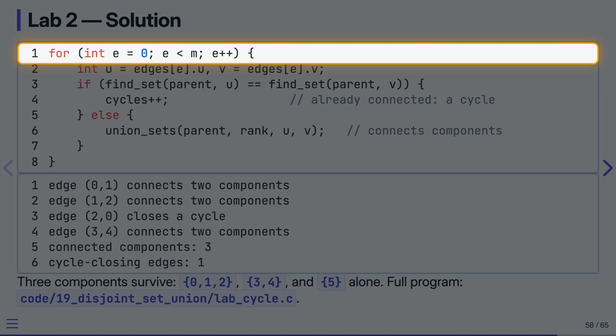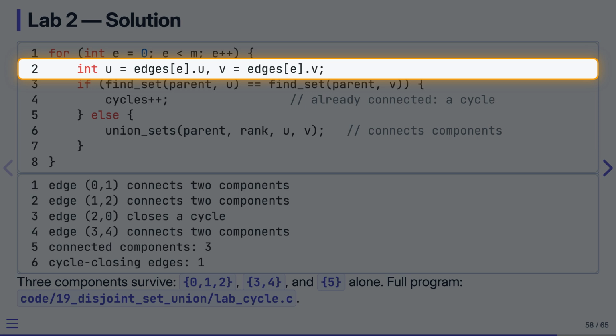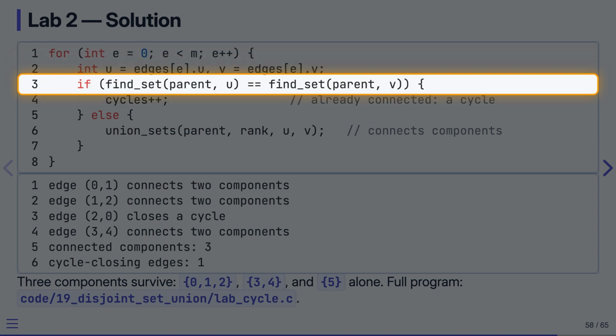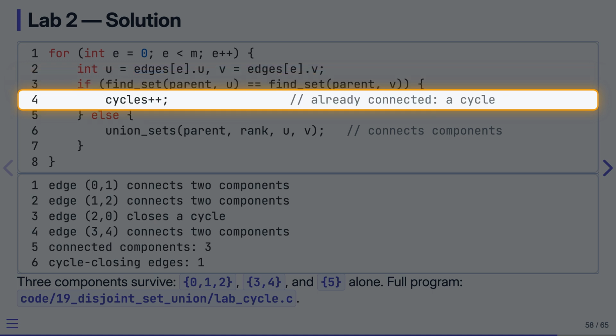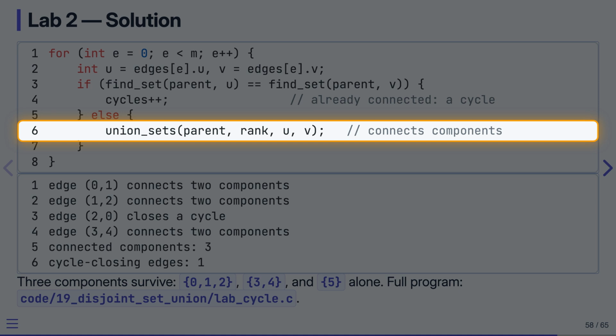Let's look at the solution. The loop walks every edge, one at a time. It reads the 2 endpoints of this edge into u and v. Then the key test. Is find set of u equal to find set of v? Are the 2 ends already in the same group? If yes, this edge closes a cycle, so it increases cycles by 1. If no, the 2 ends are in different groups, so it calls union sets to join them.